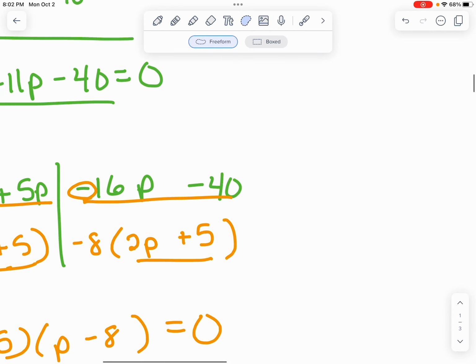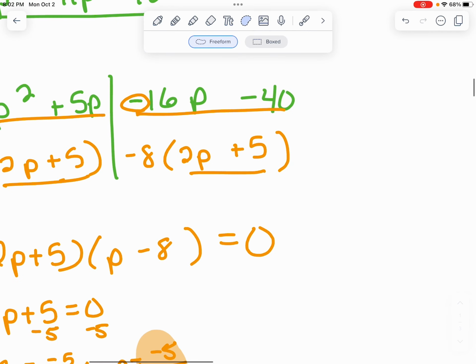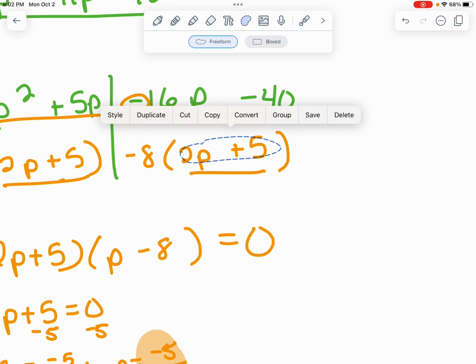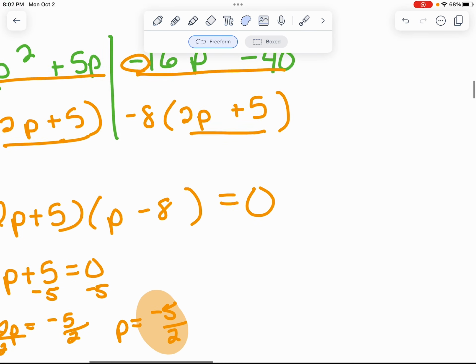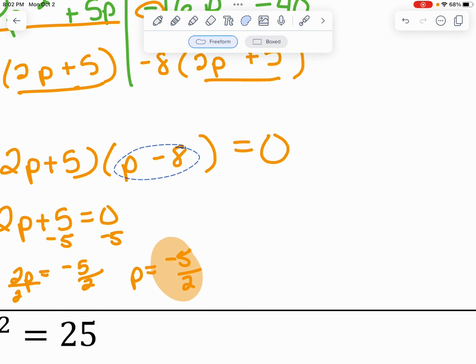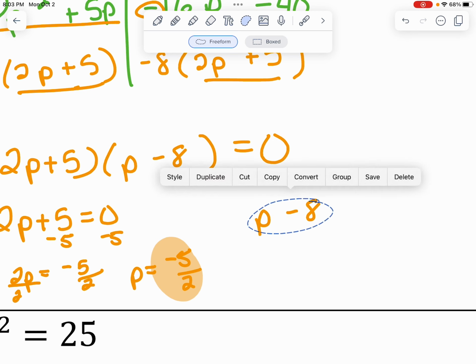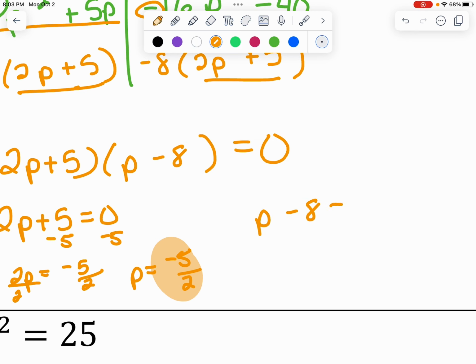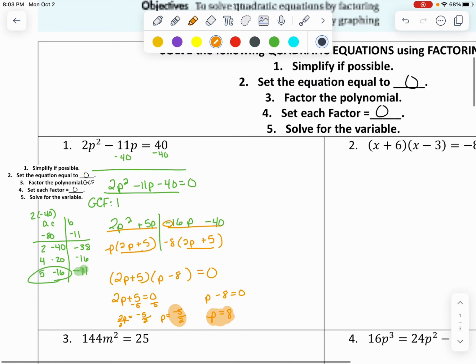Okay. Now let's do our second factor. Whoa, whoa, whoa. What was our second factor? Where is it? Oh, right here, just joking. p minus 8. And what are we going to do with that? Set it equal to 0. Solve for p. p equals 8. Add 8 to both sides. That's our second value of p that would plug into the original equation and give us a true statement.